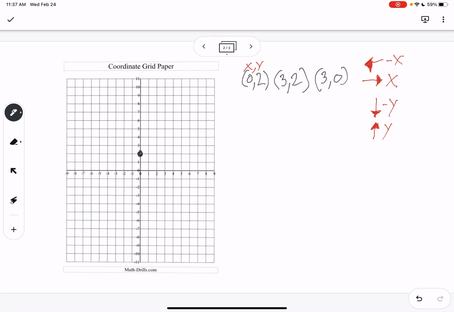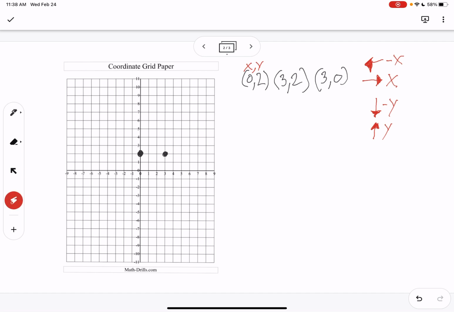It's right here, okay? Now, let's look at the second point. The first one is X, and X moves left or right. Since it's positive, we're going to go to the right. So we're going to start here at the center and go 1, 2, 3. Now we're waiting here at the 3. We look at the second number, which is 2. That's Y. Since it's a positive Y, we're going up. So we're going 1, 2. That's where we put this dot.